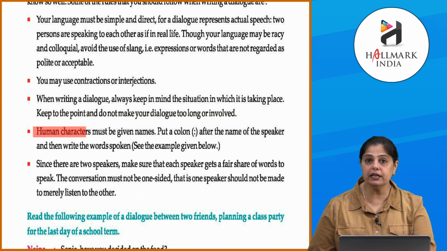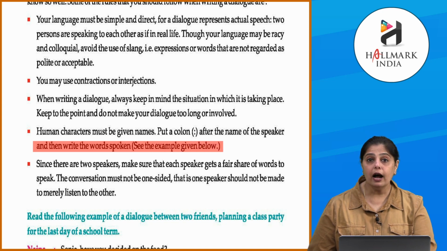Human characters must be given names. Put a colon after the name of the speaker and then write the word spoken. See the example given below. So बच्चों, हम ये कैसे लिखना है वो थोड़ा डिटेल में अभी देखेंगे.